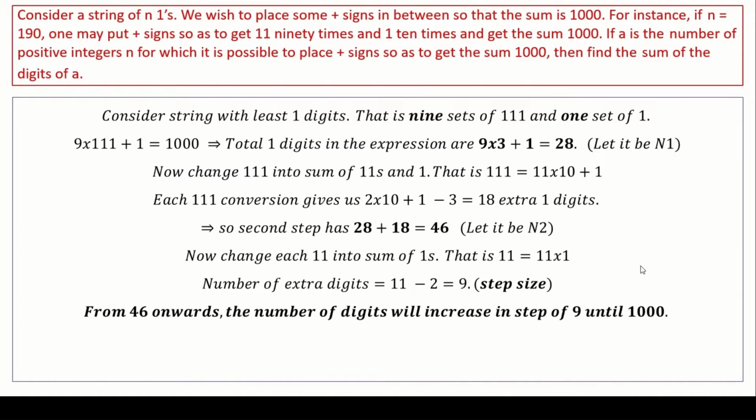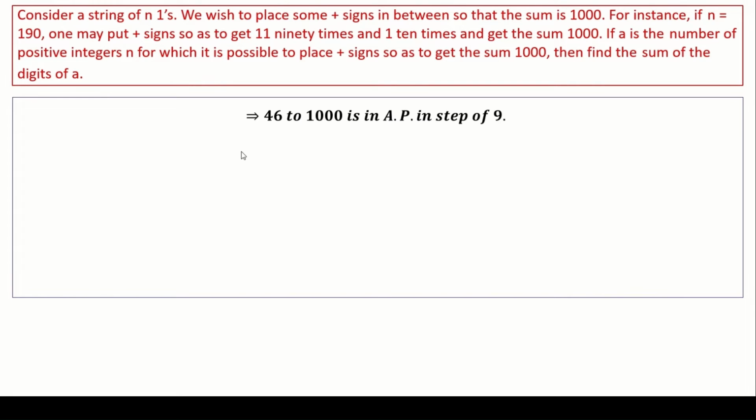Okay, up until I finally get 1 plus 1 plus 1, 1000 times, which is 1000 ones, right? So if I summarize what we just did, it is 46 to 1000 in AP in steps of 9, correct? First is 28, then second is 46, but this is all after this. Every number is in arithmetic progression with a difference of 9, from 46 to 1000.